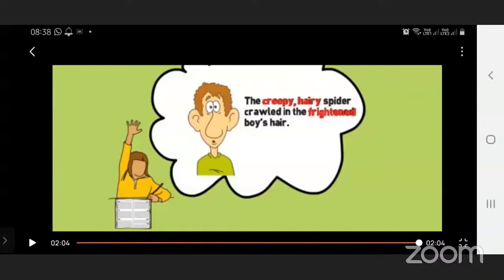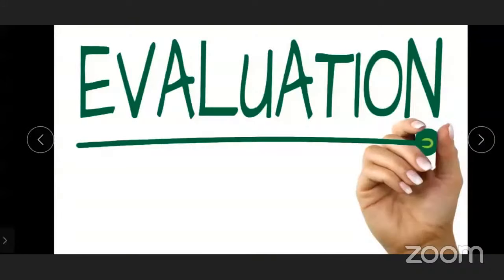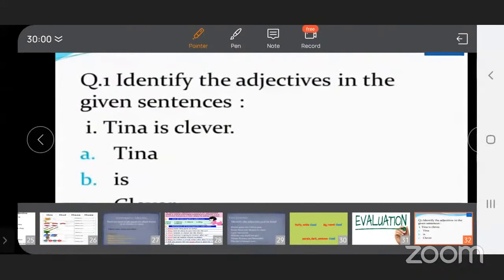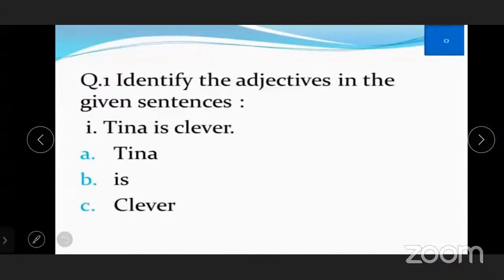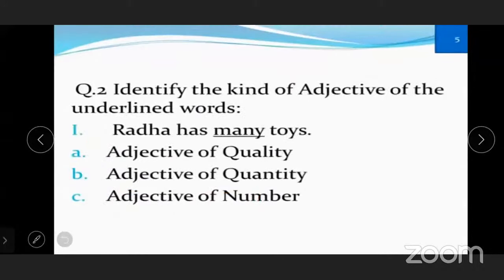So, students, you enjoyed this song? Yes. Now, read this sentence. Tina is clever. Clever. Raman is intelligent. Intelligent. Now identify the kind of adjective of the underlined word.